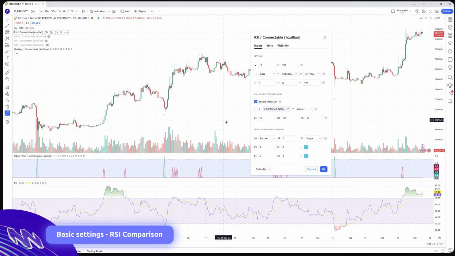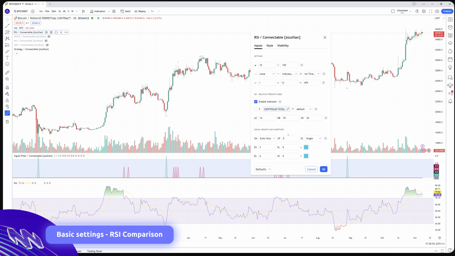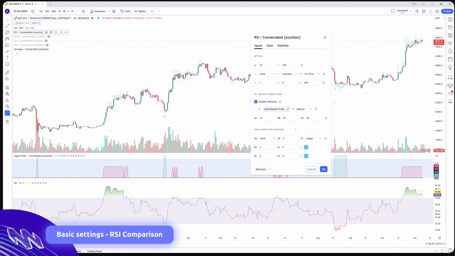Given that the signal mode is currently on entries only, scoring occurs when the RSI crosses into the overbought or oversold regions. We could switch this to exits only. In that case, we'll score if the RSI moves out of these zones. When selecting zone, the RSI scores persistently within the overbought or oversold areas. Naturally, settings for entries and exits, or all, are available too.